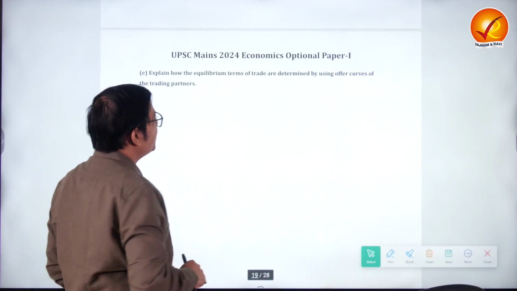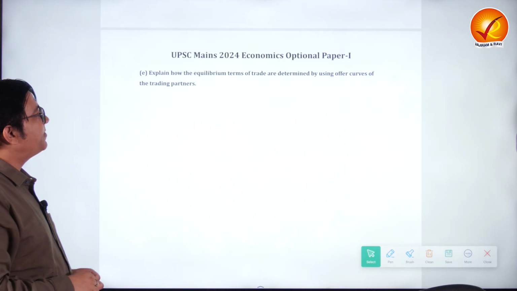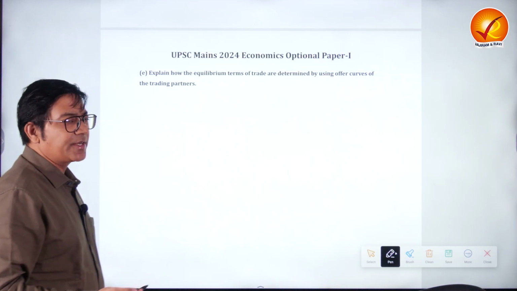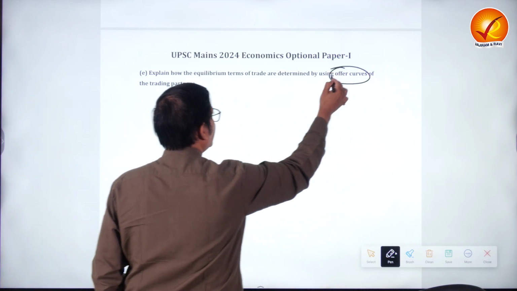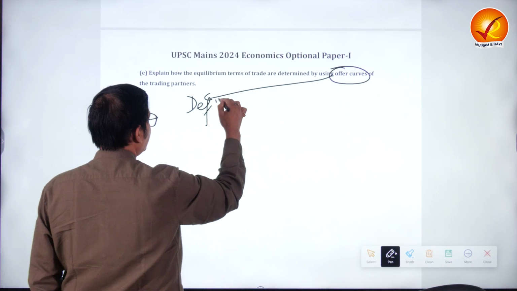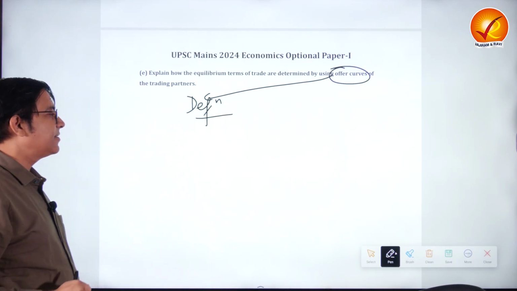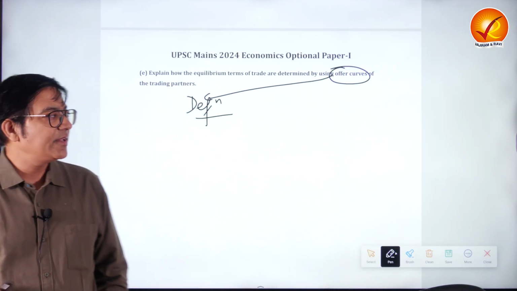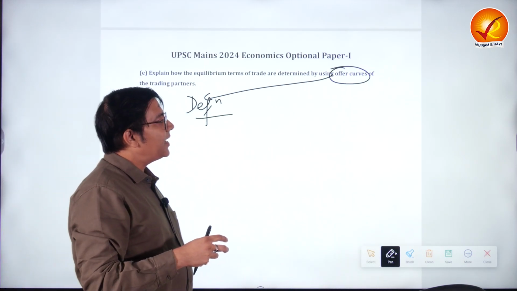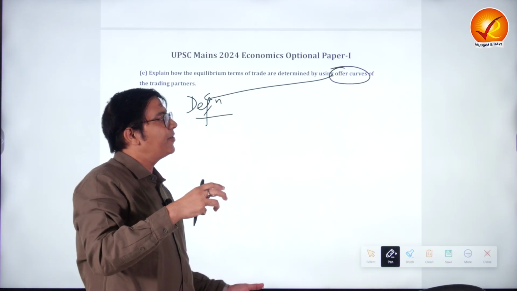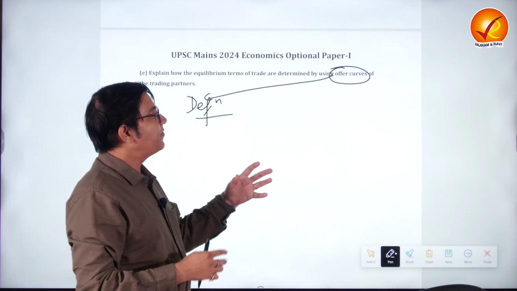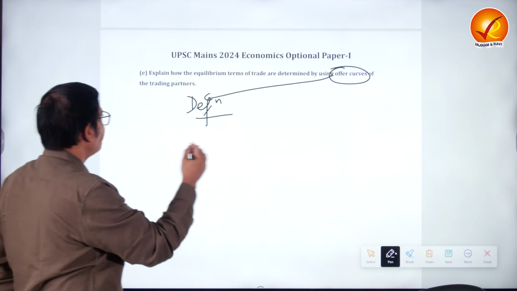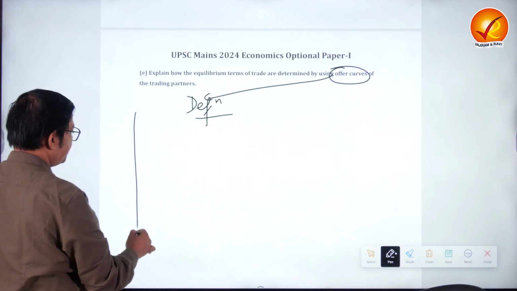Next one was: explain how the equilibrium terms of trade are determined by using offer curves of the trading partners. One of the most standard questions in international economics. Start with the definition of the offer curve quickly. It is very commonly available from any source. The offer curve tells that at different levels of prices, how much a country is willing to import for a certain level of export. It is a combination of import and export of a country, and clearly in this case you will need a graph.